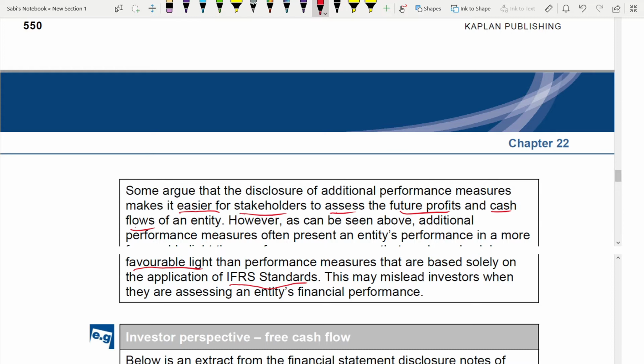Okay, it comes under adjusted additional performance measure, which obviously you want to show in a favorable light. So you're misleading the investors here, trying to show that you are in a better position. That's a disadvantage. So there is an advantage also of APM, there's a disadvantage also. This is just an illustration.